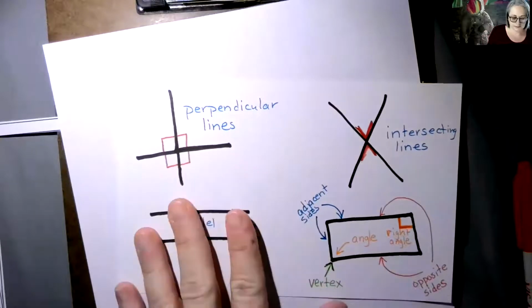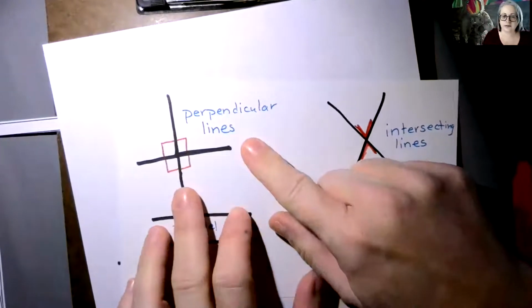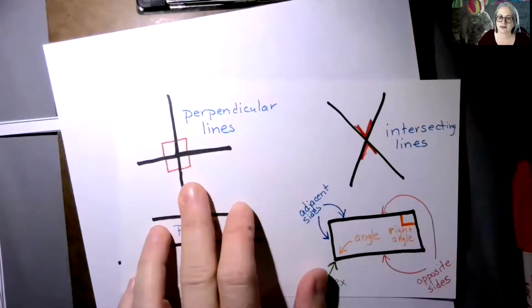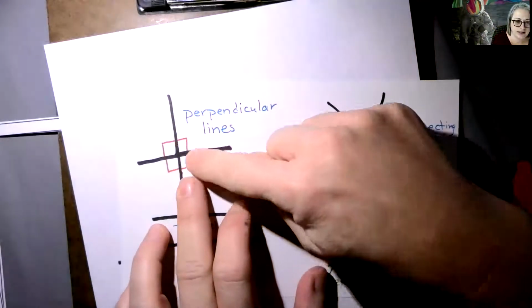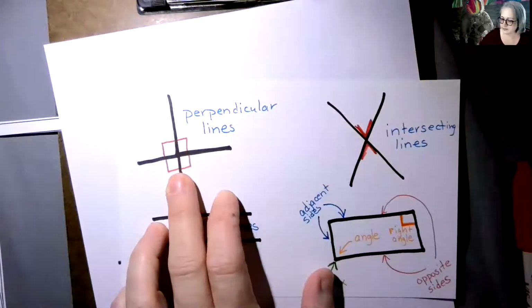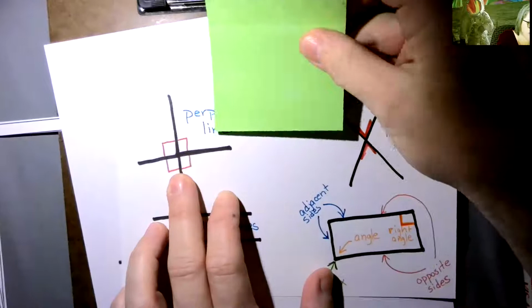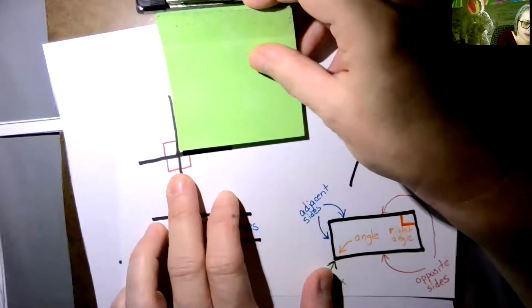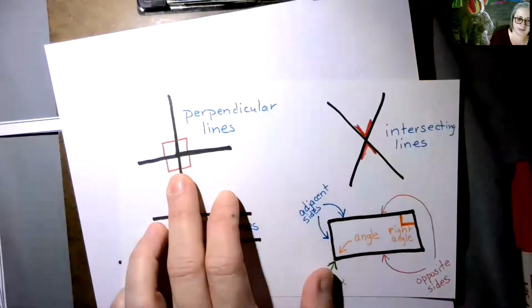And right here is a perpendicular line. It's where two lines meet, and when they meet, they make a right angle. And remember, we talked about a right angle as if you had a piece of paper and it would follow along the sides of the corner of the paper.